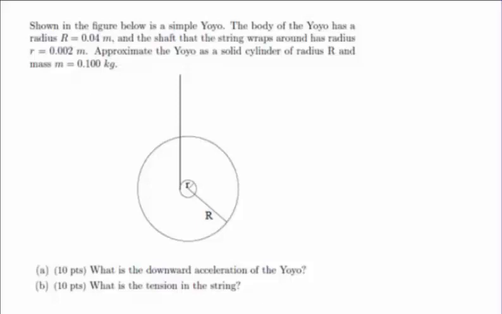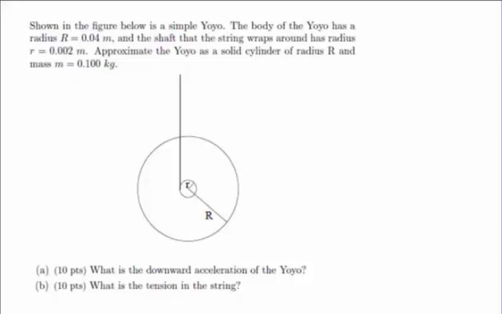Shown in the figure below is a simple yo-yo. The body of the yo-yo has a radius, capital R, of 0.04 meters, and the shaft that the string wraps around has a radius, lowercase r, of 0.002 meters. Approximate the yo-yo as a solid cylinder of radius capital R and mass 0.1 kilograms.